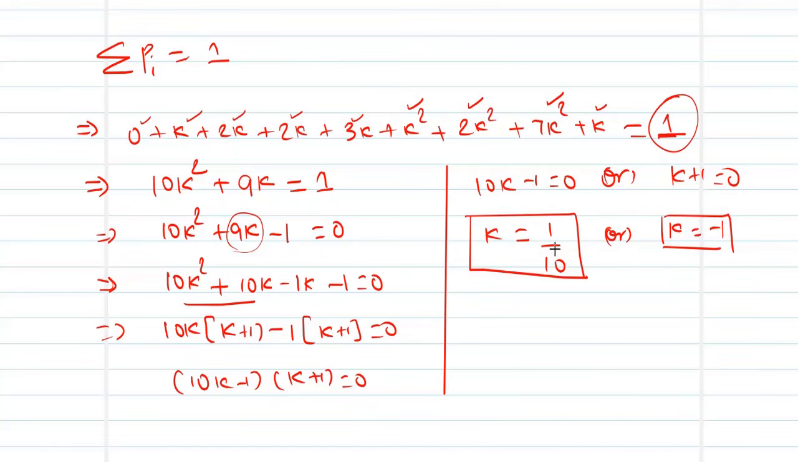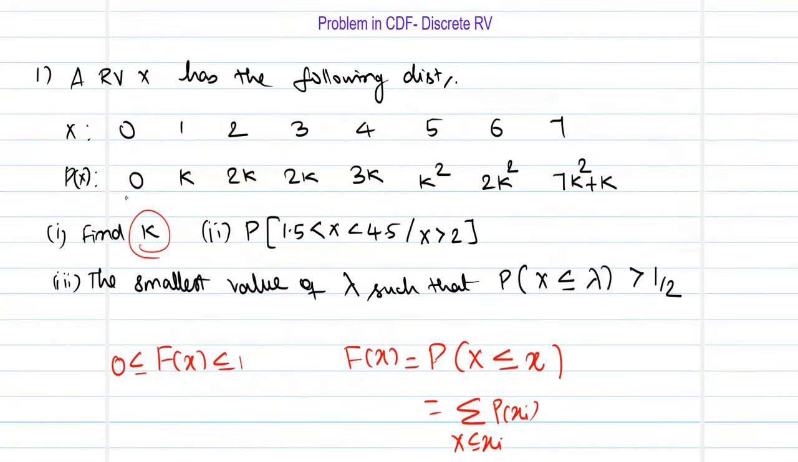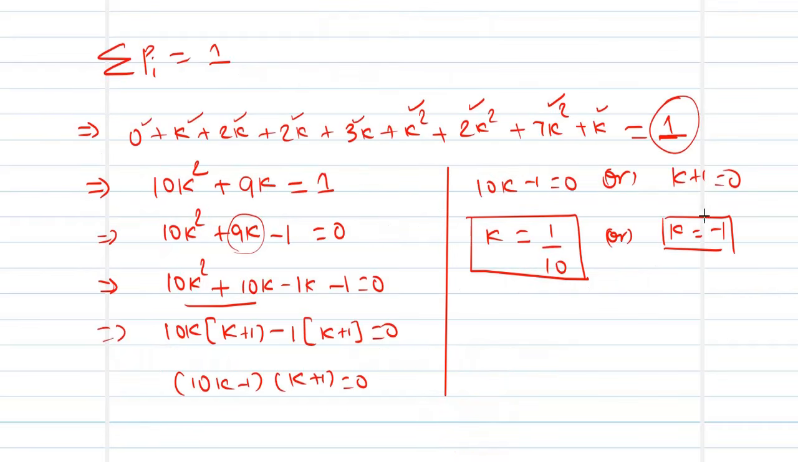Okay, we will go back to the question and check where this K is appearing. This K is appearing in the quantity called probability. What do we know about the probability of any value? Probability always varies between 0 to 1. Can probability take negative values? No, never. So K taking the value minus 1 is not possible, and the only option left for us is K equal to 1 by 10.